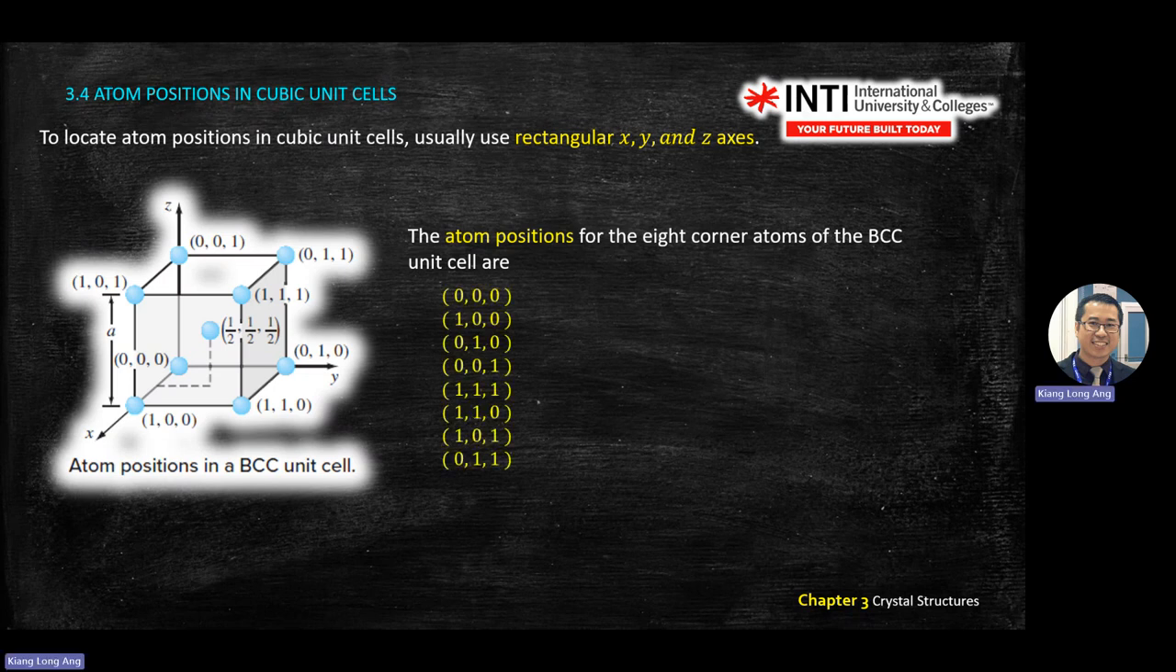So these are the atoms at the 8 corners in BCC. BCC means body-centered cubic. Body-centered means there is one atom at the center, right? So you have 1, 2, 3, 4, 5, 6, 7, 8. These are the 8 corners, and one more atom at the center, which is not inside here, which is half, half, half. Okay?